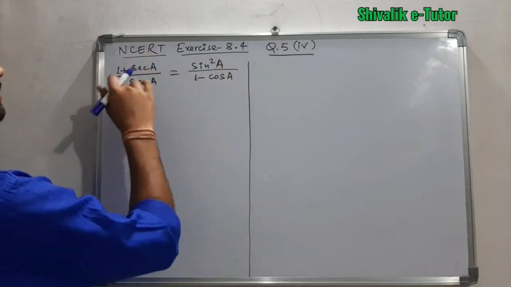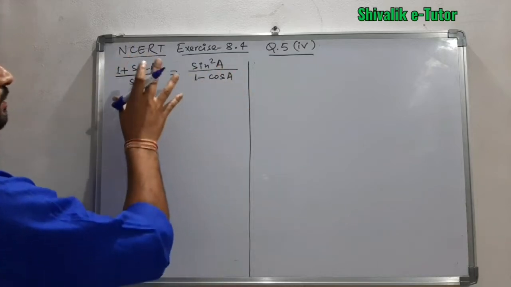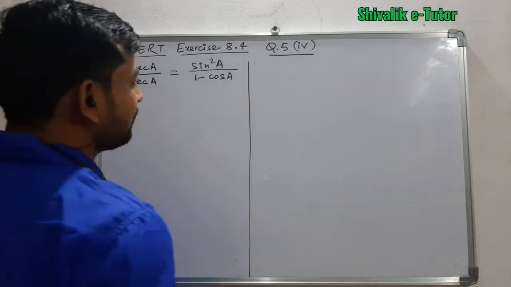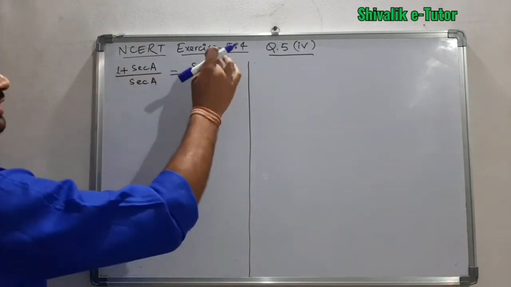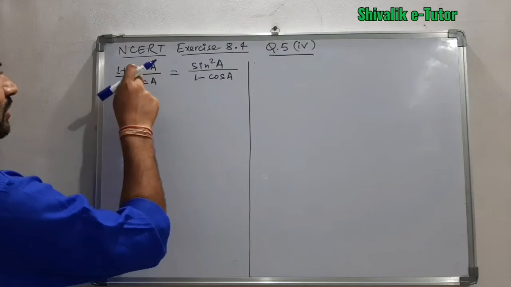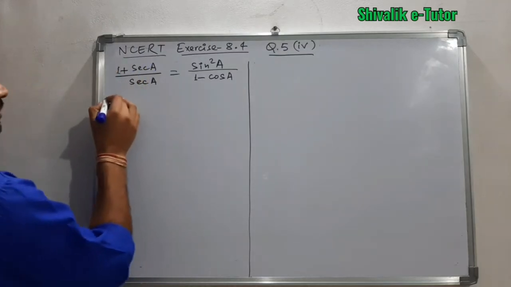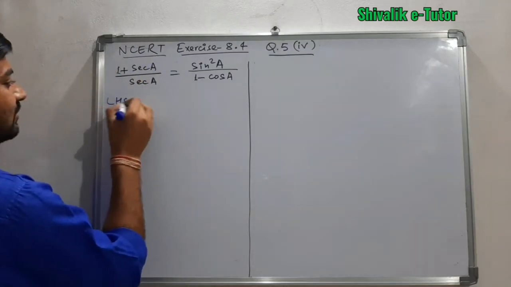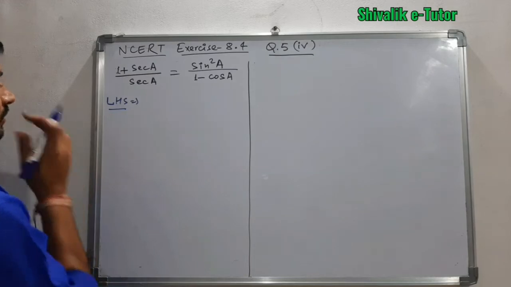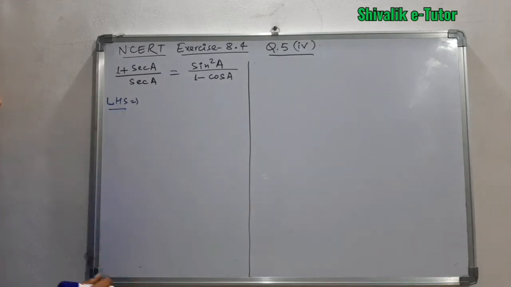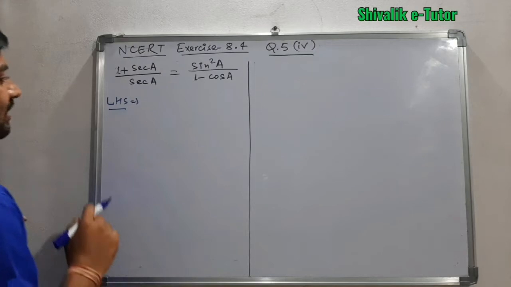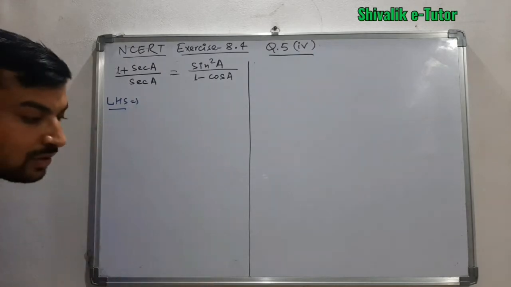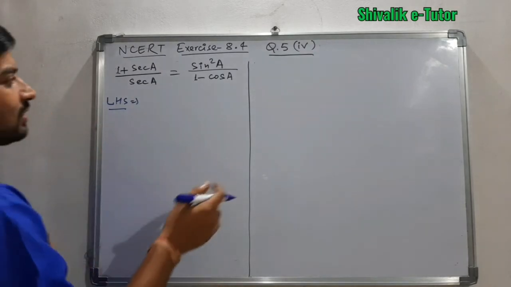Here also we have some uncommon terms, meaning terms that are not simple. So here we have sec a and here we have sin and cos. So clearly we have to convert this into sin and cos. So let us try to solve the LHS and RHS separately. So let us solve the LHS first and we will try to somehow get the RHS. If that doesn't happen, we will solve the RHS so that in between they will be equal.